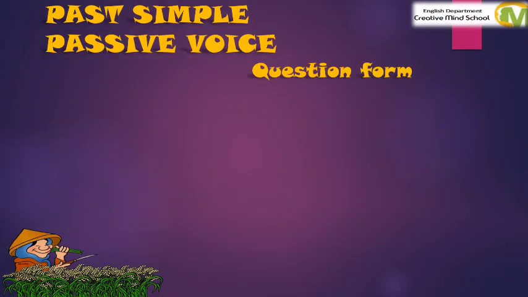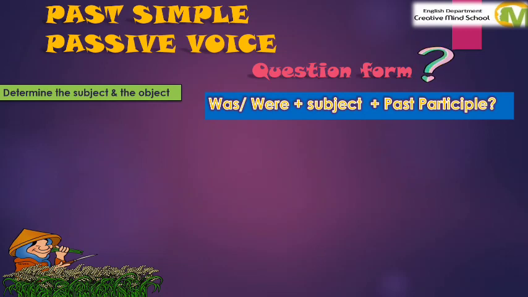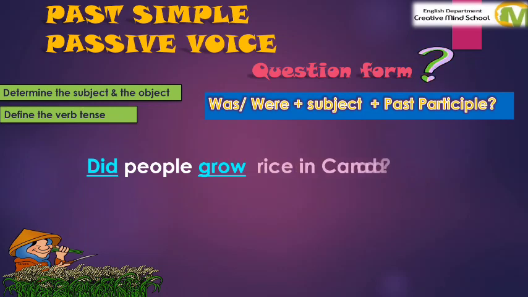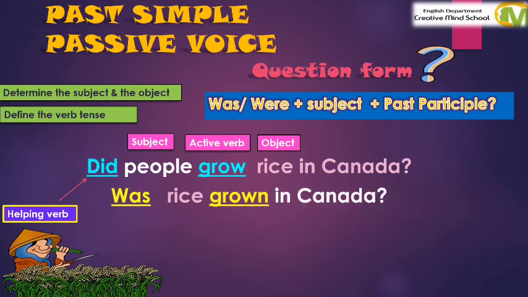Form a question in the past simple passive voice. First, you should know the form, which is was or were plus the subject plus past participle. Again, the steps: determine the subject and the object and define the verb tense. In this example, did people grow rice in Canada? Did here is a helping verb, people is the subject, grow is a verb, and rice is an object. Rice here is a singular noun, so we use the proper form of verb to be with the singular noun, which is was. We start the question with was. Was rice grown in Canada?